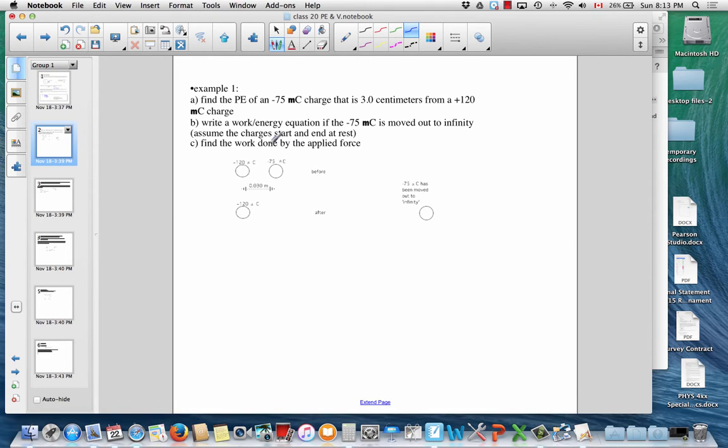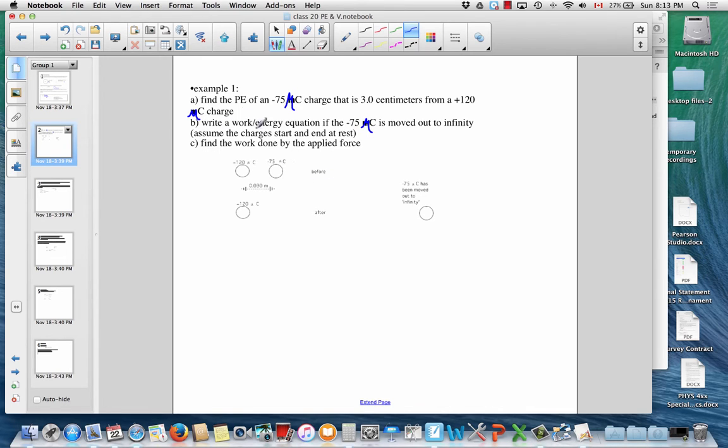Let's use that to do a problem. So here we've got a 75 microcoulomb charge. It's 3 centimeters away from a fixed plus 120. And then we're going to move it a long, long way, all the way out to infinity. I'm not sure why the smart software is taking my micros and making them into capital M's, but those are all micros.